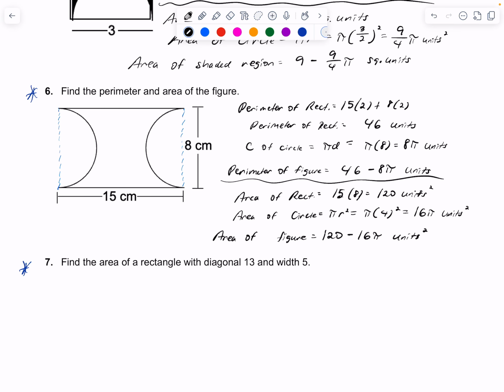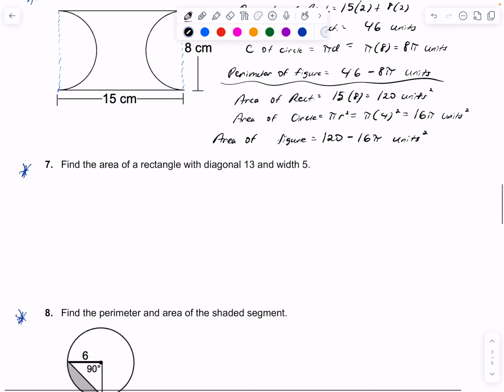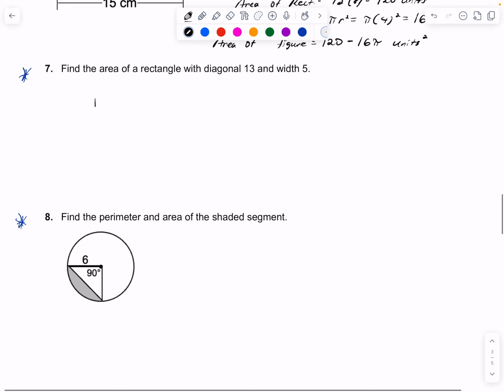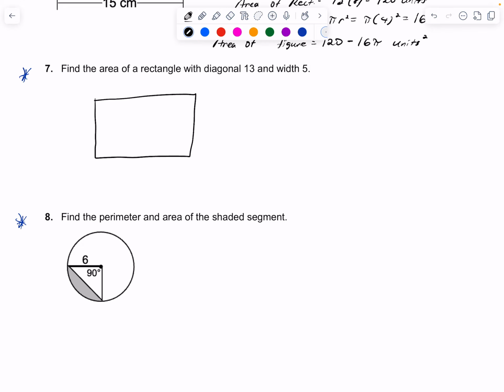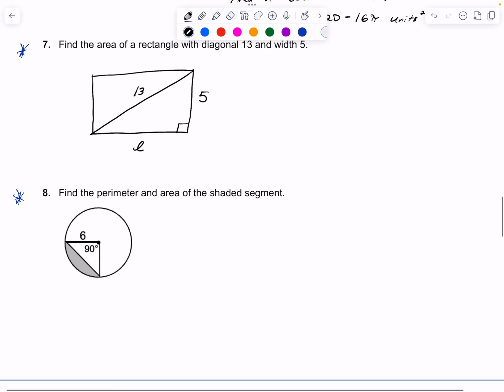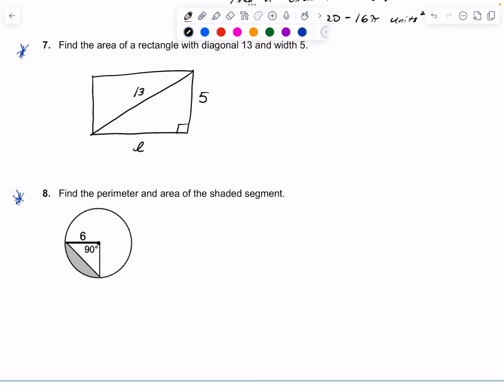A good one to try is number 5. Very similar. Let's do 7. We're going to draw a rectangle. It tells me the diagonal is 13 units and the width is 5. So I'm going to find the length by using the Pythagorean theorem. I already touched on this one in a previous question: if your hypotenuse is 13 and one of the legs is 5, then the other leg has to be 12. So that means this is 12 up here and this is 5.